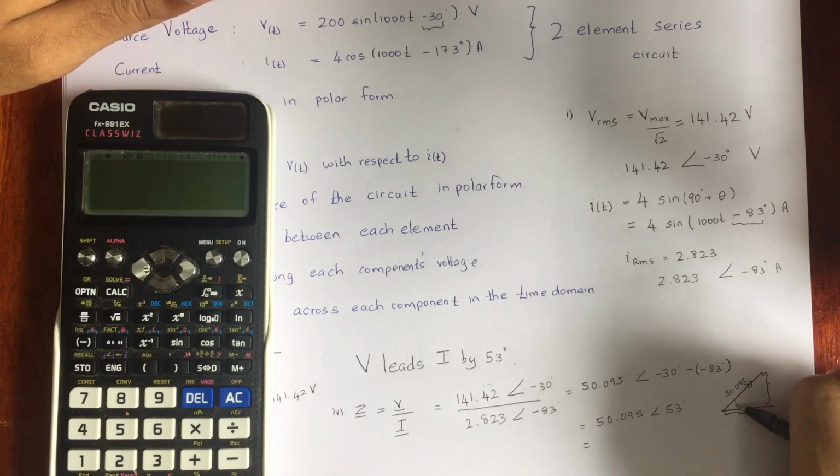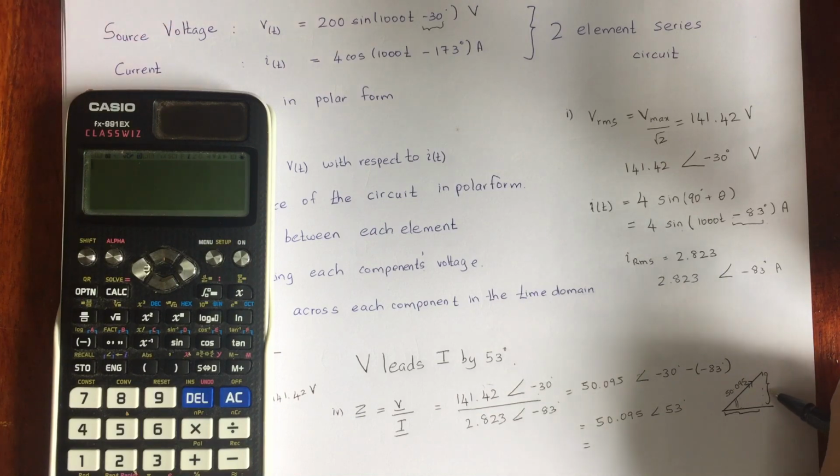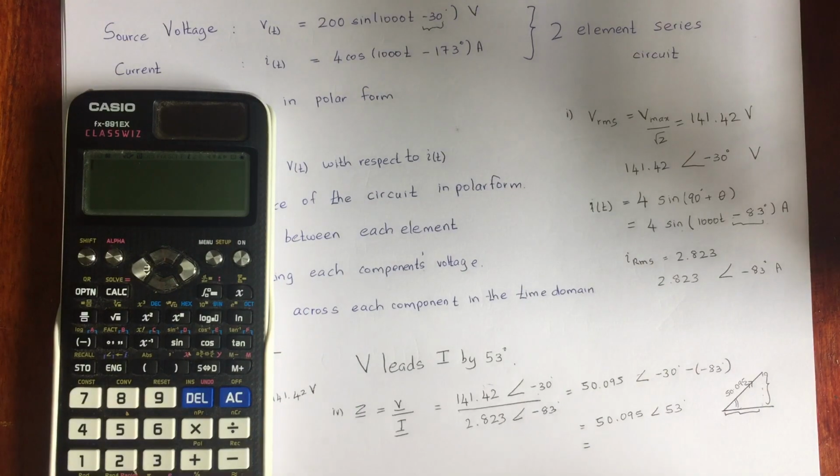So this we actually knew, this 153. From that we can tell 50.095 into sin 53, and this is cos 53. Likewise you can find this one. Otherwise you can directly change it to Cartesian form. These are both the same methods, but the names are different. So let's say I'm going to change it to Cartesian form directly.